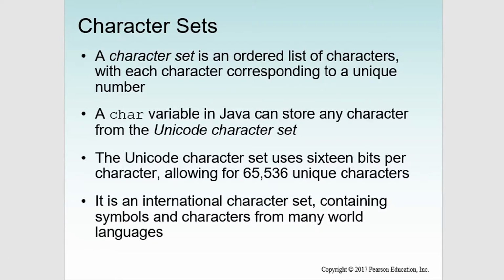Character sets. A character set is an ordered list of characters with each character corresponding to a unique number. A char variable in Java can store any character from the Unicode character set. The Unicode character set uses 16 bits per character, allowing for 65,000 unique characters. It is an international character set containing symbols and characters from many different languages.